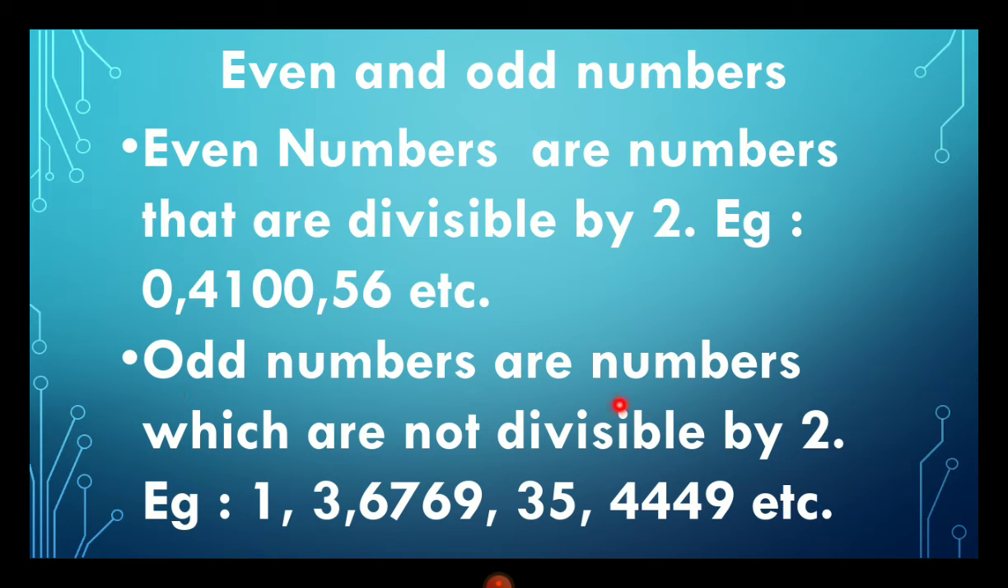Now odd numbers are numbers which are not divisible by 2. Example 1, 3, 67, 69, 35, 449, etc. Okay, so these all are not divisible by 2. It gives a remainder of 1. So see, I am giving you a trick: check the last number. If it is not divisible by 2, then this whole number is not even. Okay, so as 9 is not divisible by 2, this is not even.